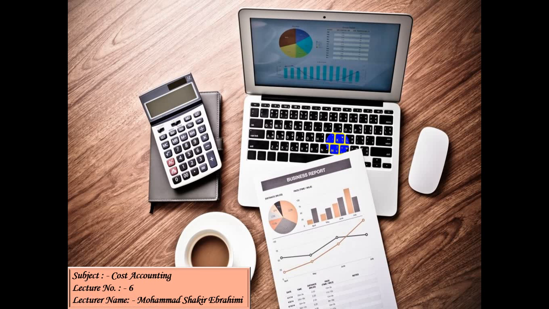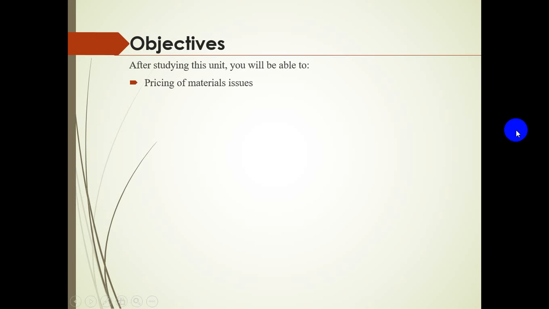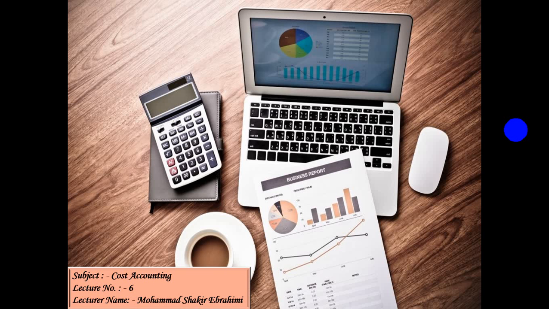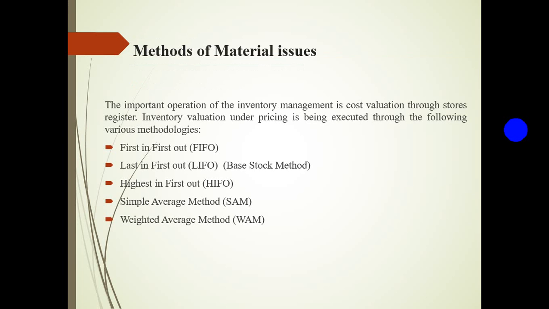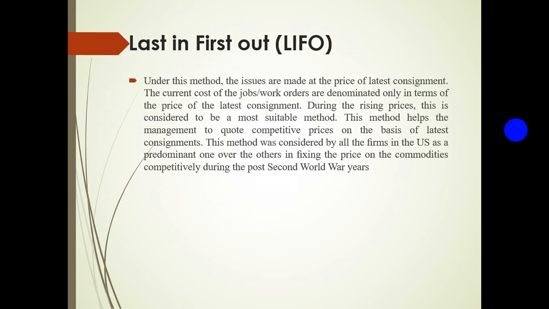Today we'll discuss lecture number 6 on cost accounting. What we are meant to focus on are the next methods. In the last lectures, we discussed methods of material issues, two methods: one is FIFO, first in first out, and the second is LIFO, last in first out. So today we will come to highest in first out. So this is what we will discuss.